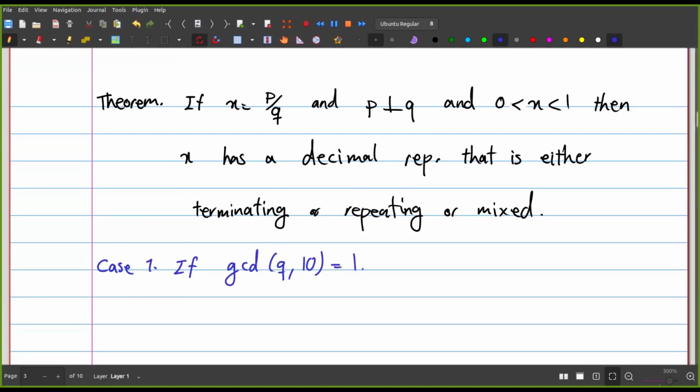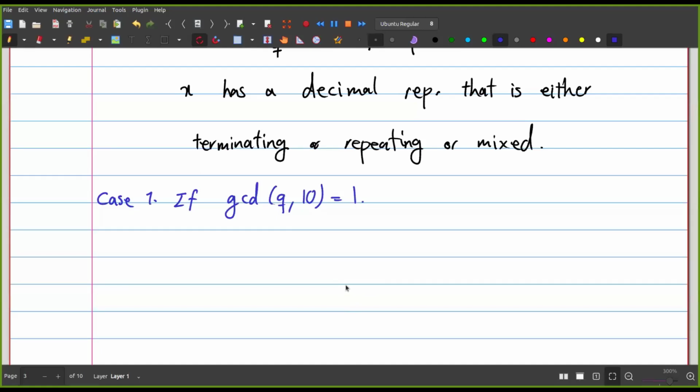And again, I'm using 10 here because I'm writing my numbers in decimal, because I'm doing all of my calculations in base 10. Of course, you can have a similar theorem for any other base, and you would just have to use that other base here. So let's say GCD of q and 10 is 1. So what does this mean? So 10 and q are relatively prime.